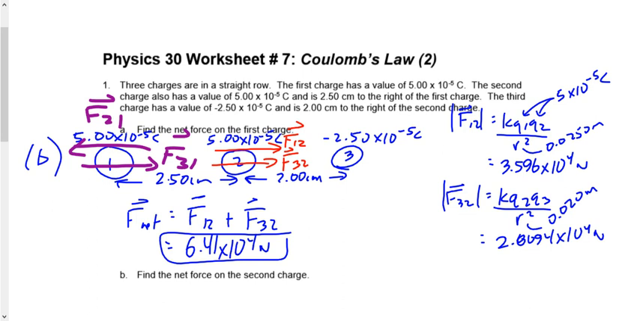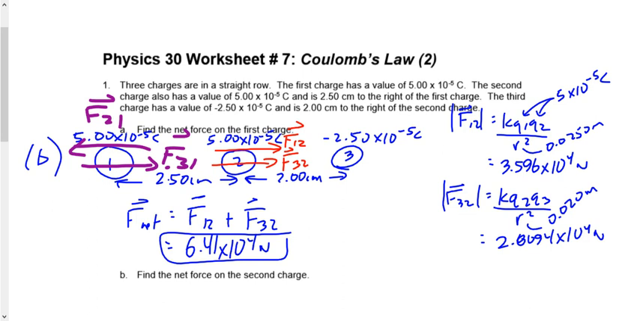But what's the other thing you got to watch out for? I think Kenny might have said it. Yes. When you're finding F31, KQ1, Q2 over R squared, R for F31 will be 0.045 meters. We've got to add those distances together, right? You see why we do that? We want the distance between 1 and 3 to find the force of 3 on 1. And that distance is 4.5 centimeters converted to meters.